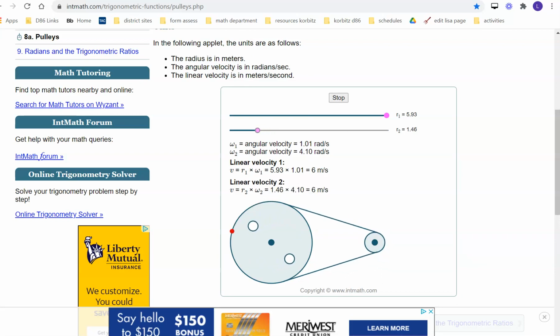See, I could change that, maybe make it a little bit more obvious. I think it helps with the circles there. So again, notice how the angular velocity of that smaller circle is much faster than the larger circle. But again, since these two pulleys are connected by a belt, their linear velocities on the outer edge of the circle must be the same. All right, so hopefully that helped.